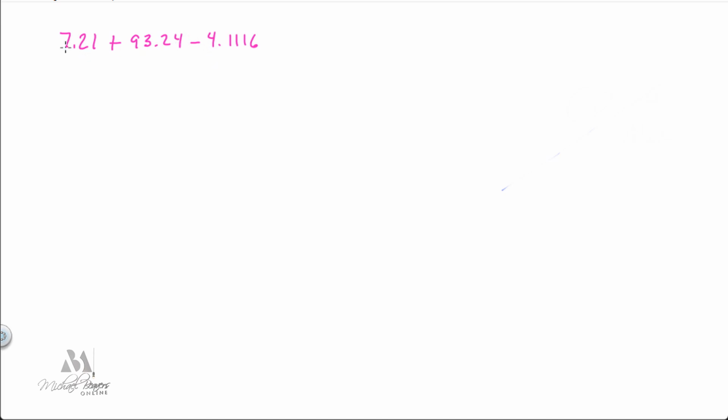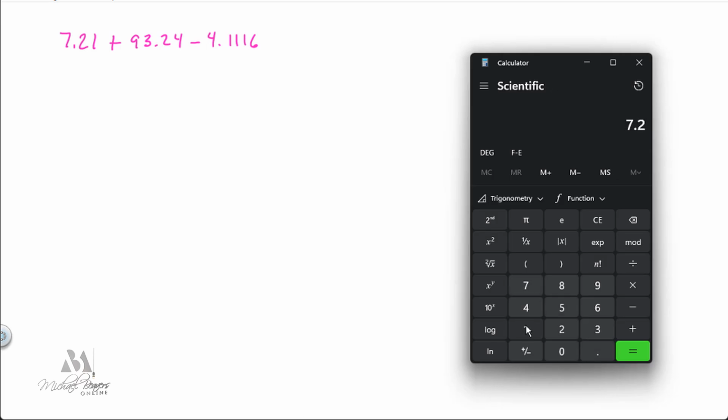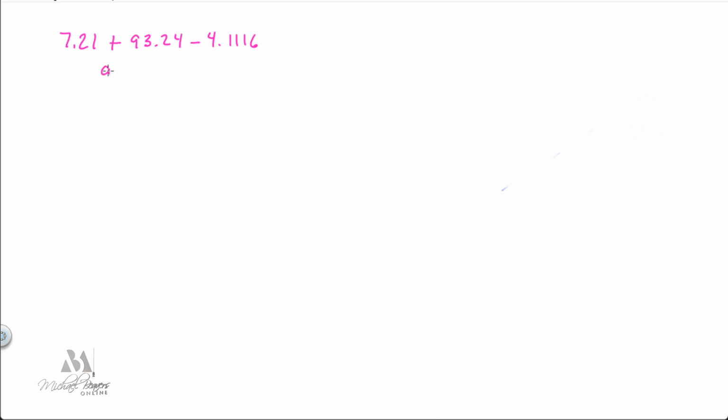Now, there are two of these. The 7.21 has two decimal places. And the 93.24 also has two decimal places, the 2 and the 4. So when we work this problem, we need to make sure that we end up with just two decimal places in the end. So let's pop up the handy dandy calculator. 7.21 plus 93.24 minus 4.116, and that comes up to 96.334.